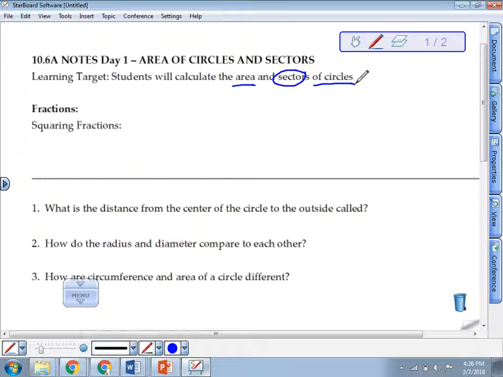So a quick little note with fractions. When you square a fraction, I just have to remind you guys, if I have 3/4 and I square that, remember that the exponent goes to the numerator and the denominator. So square means times it by itself. So 3 times 3 is 9, and 4 times 4 is 16. So that would equal 9/16, because what we're really doing is squaring the 3 and the 4. So just keep that in mind.